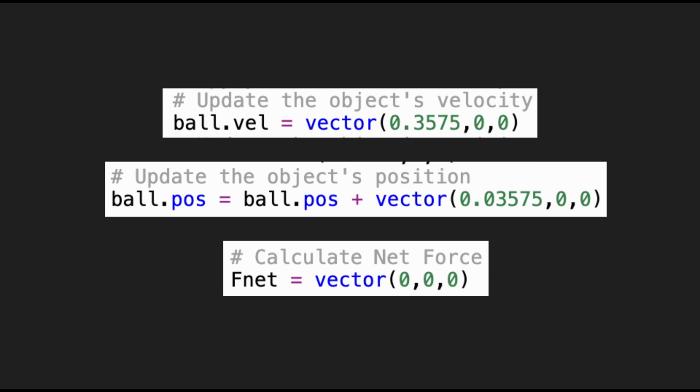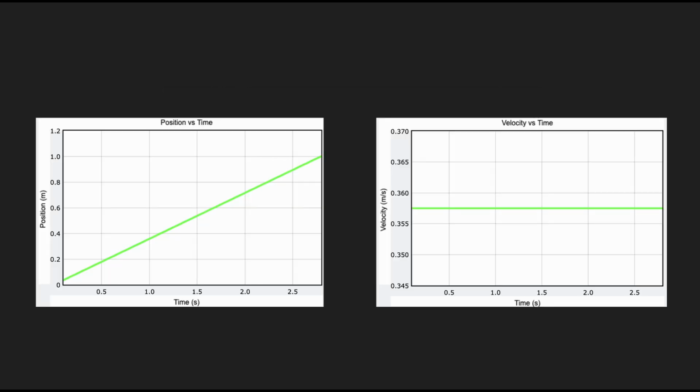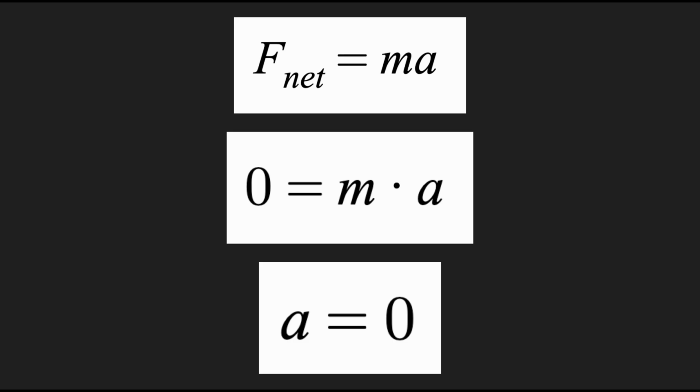Finally, the net force is set to the vector 0, because the net force on an object with constant velocity is nothing. With all the code in place, the end result is a perfectly linear position versus time graph and a velocity versus time graph with unchanging velocity. The observed and computational data show how an object with no net force acting on it will have a constant velocity. This idea can be explained through Newton's second law of motion.